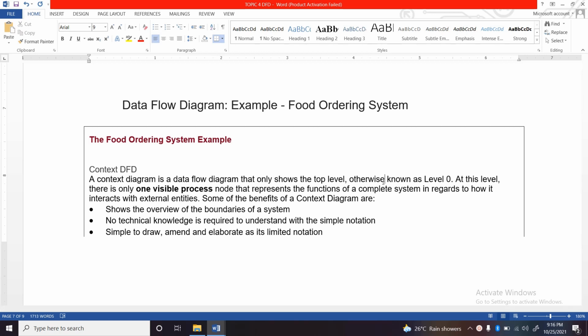So some of the benefits, these are the different benefits of using our context diagram. Number 1, it shows the overview of the boundaries of a system, and no technical knowledge is required to understand it, with the simple notation, and it is simple to draw, amend, and elaborate as it has limited notation. That is the beauty of our context data flow diagram, because even if you are not that skilled or have no background in data flow diagrams, you can always understand it because the notations and symbols used are very self-explanatory and simple, since it is just one process and two entities, and you just add arrows to show the flow of the data.